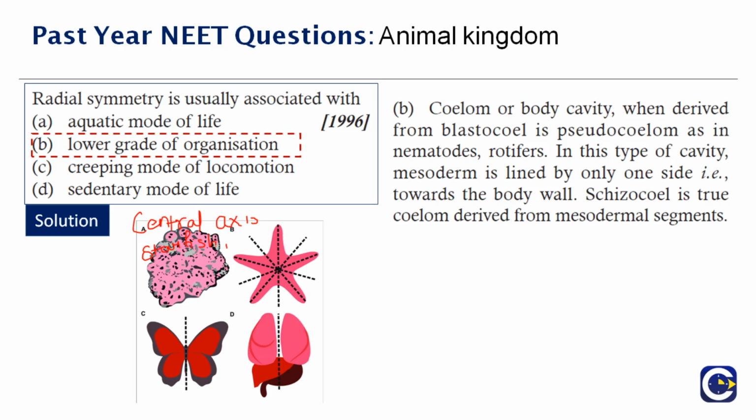So here you can see the radial symmetry. I said it is the central axis, right? Therefore you can see it is in the central axis. Can you see this? So always remember, when we talk about radial symmetry, it is the central axis. In this type of cavity, mesoderm is lined up only on one side, that is towards the body wall. Therefore the correct answer to this question is option B.